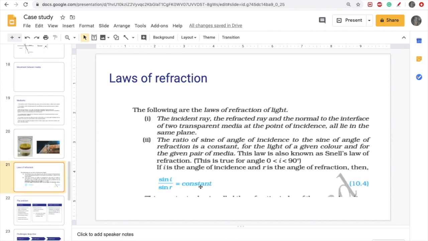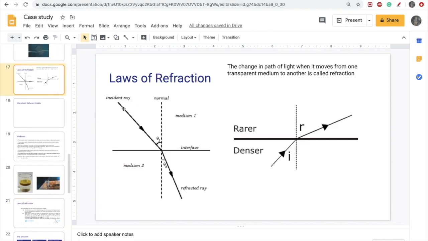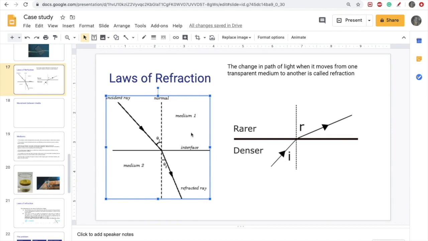Now let us go to the next law. This is very important. Just see here, I told you that for water and glass, for example, light bends in a particular way. But if it is water and air, it bends in some other way. So whenever the medium changes, the light always bends in a different way.